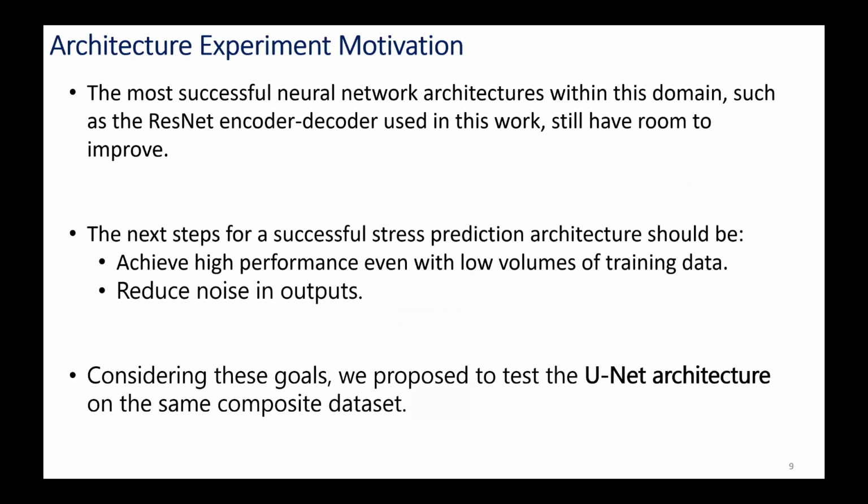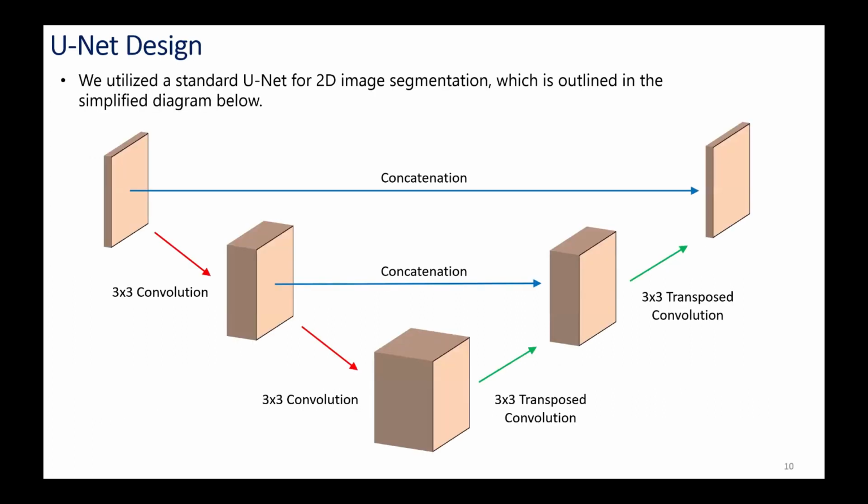Thank you. So now to talk about the architecture experiment we did, which involves just replacing that ResNet architecture. There's obviously room to improve in pretty much any domain, but especially in this one on the architecture. And so we identified a few different next steps for what a successful architecture would look like. Among those included achieving high performance even with low volumes of training data, and also to reduce noise in your outputs. And in considering these goals, we proposed to test the UNet architecture on this same composite data set.